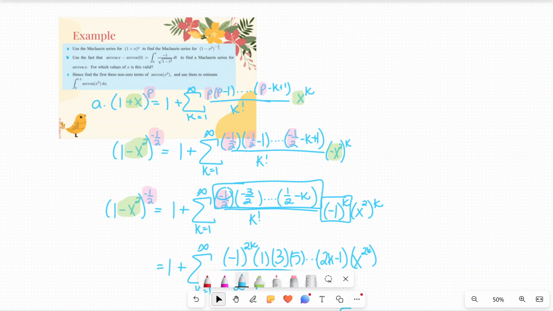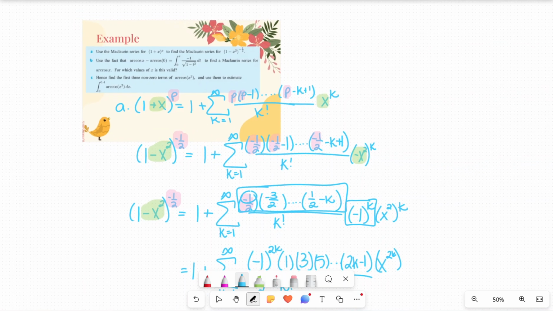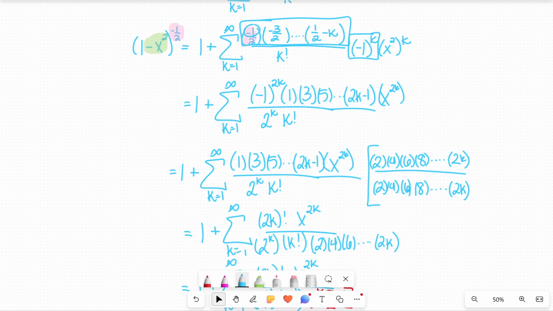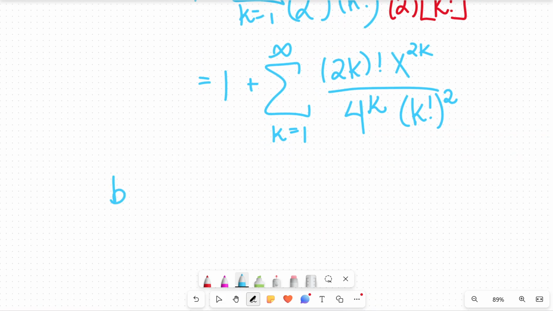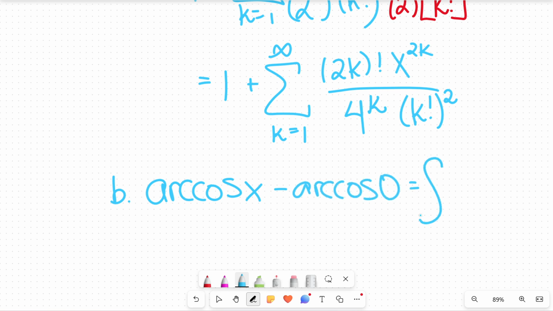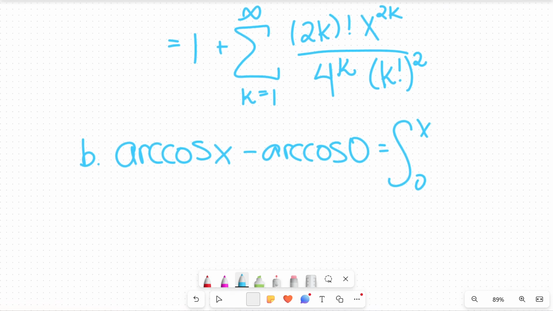Going back to part B, I want to use the fact that arc cosine x minus arc cosine 0 equals the integral from 0 to x of -1 over 1 minus t squared dt to find the Maclaurin series for arc cosine. So I'm going to use that information to help me figure out what my Maclaurin series is for arc cosine. So for part B again, just to write out my given, arc cosine x minus arc cosine 0 is given to us as this.